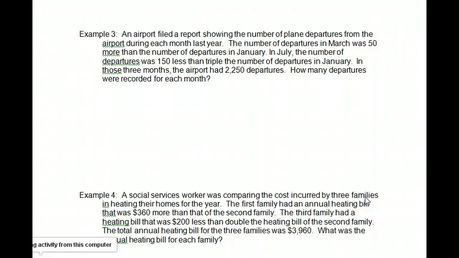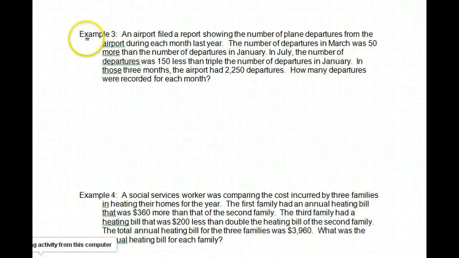I lost my place in the problem, I'm sorry. I'll start at the second sentence again. The number of departures in March was 50 more than the number of departures in January. In July, the number of departures was 150 less than triple the number of January. In those 3 months, the airport had 2,250 departures. How many departures were recorded each month?